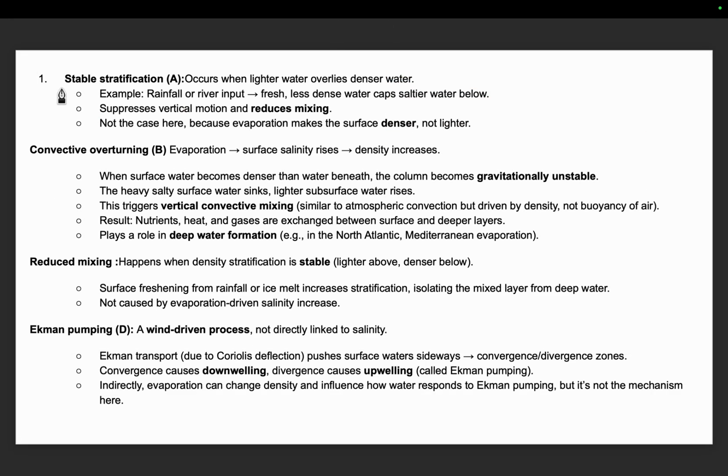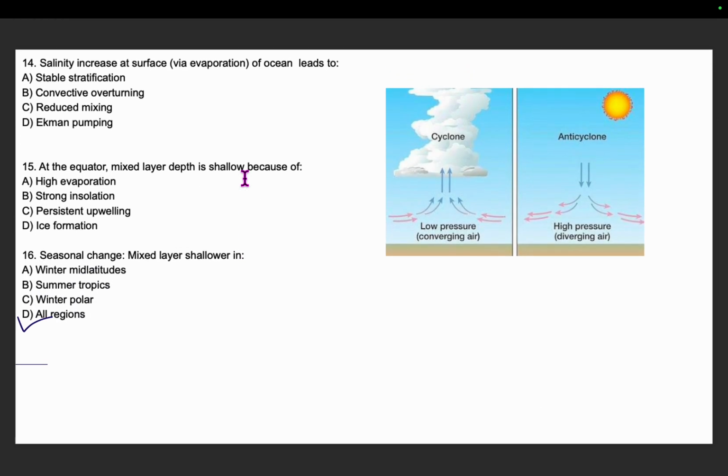Now, stable stratification occurs when lighter water overlies dense water. That occurs with rainfall or river input, where the fresh, less dense water caps the saltier water below. It suppresses vertical motion of water and reduces mixing. This is not the case here, because evaporation makes the surface water denser, not lighter. Question B, convective overturning is the answer here.